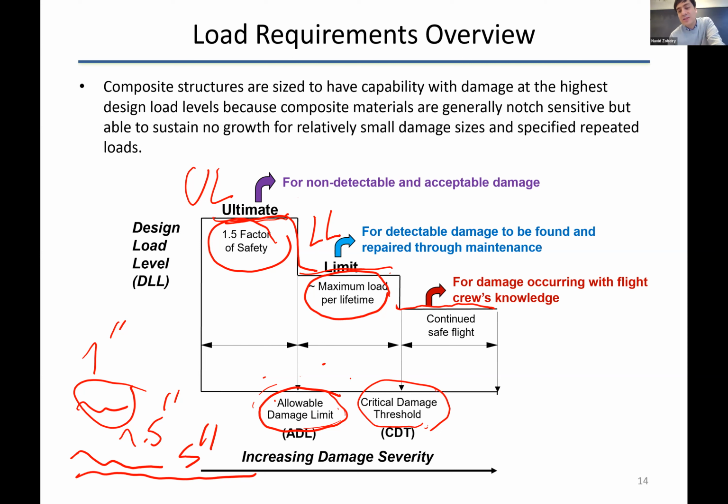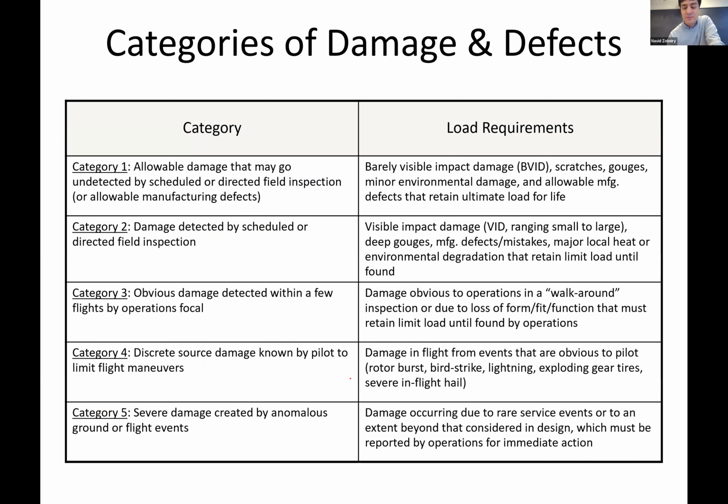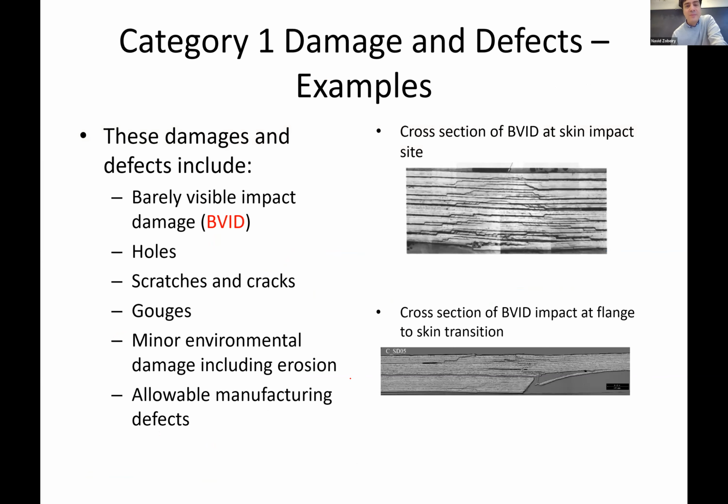Okay, so now let's go one by one into these and let's show some examples. What might happen to the structure? So there is a table which I'll go through one by one. It's just for your reference. So we define 5 categories of damage for composites. Category 1 are when damage and defects are tiny.